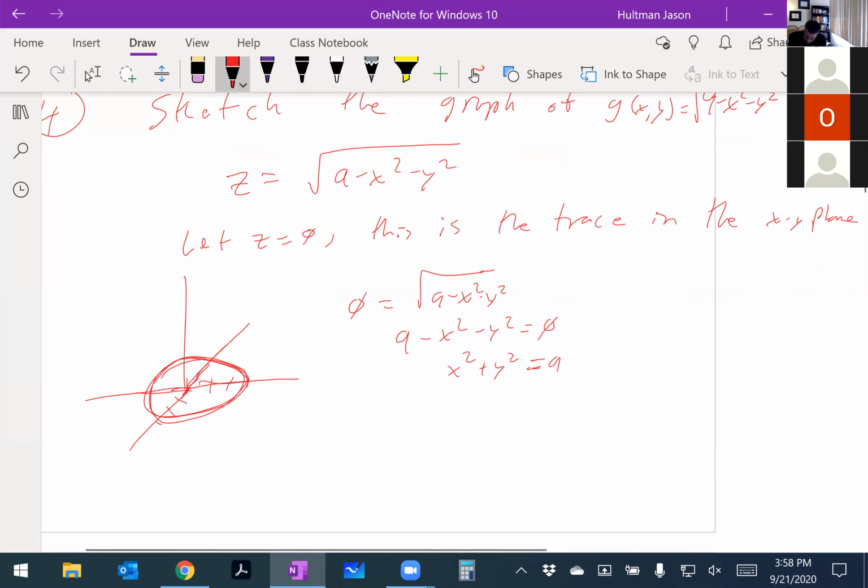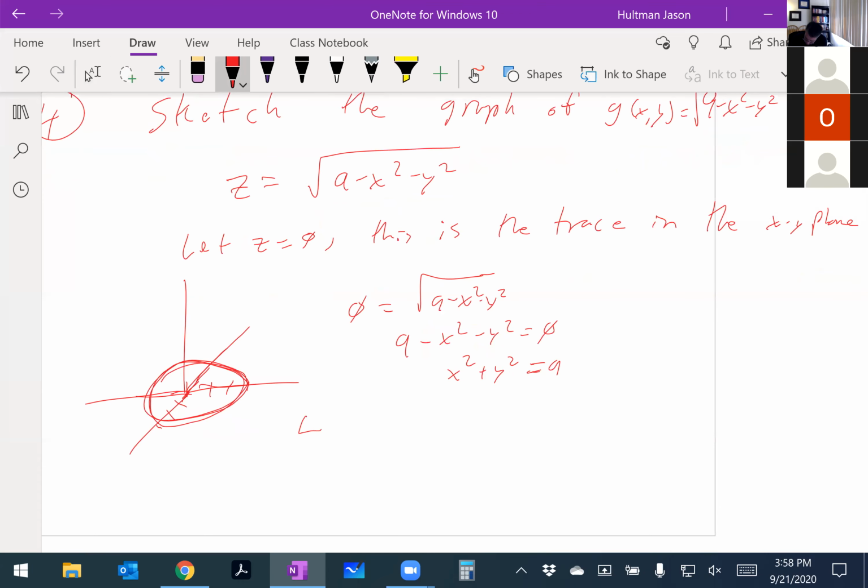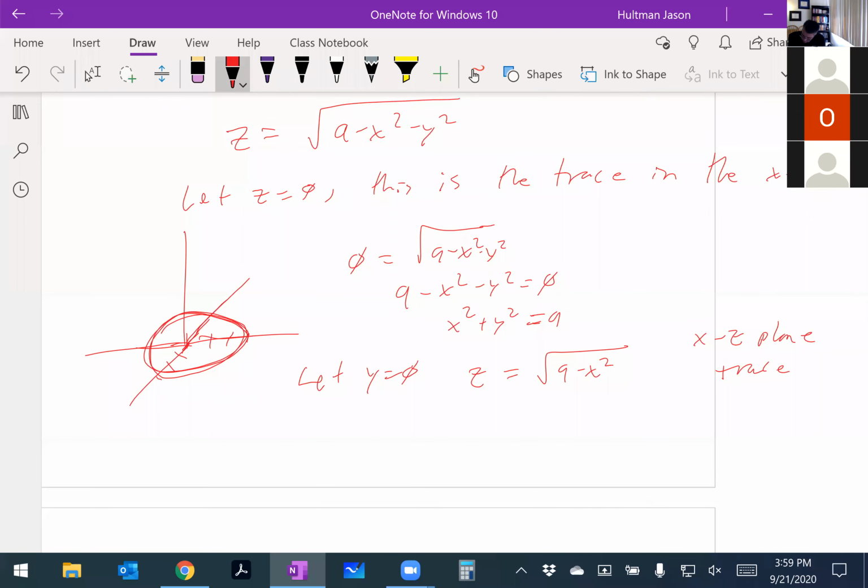Now let's let y equal 0 and see what happens here. So z equals the square root of 9 minus x squared. When y is equal to 0, that's going to be the trace in the xz plane, right? Okay, so let's figure out what's going on here. If I were to square both sides, I would get z squared is equal to 9 minus x squared.